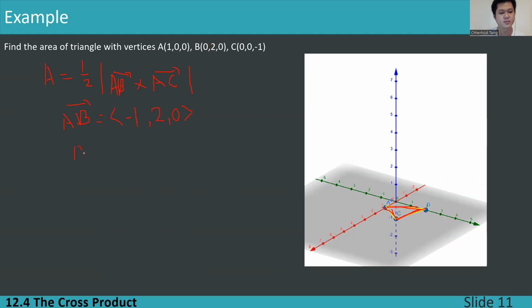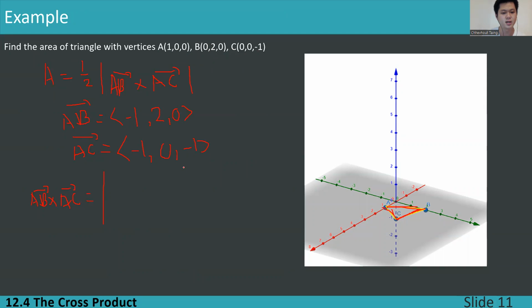And for AC, you do the same thing. For AC, 0 minus 1 is minus 1, 0 minus 0 is 0, minus 1 minus 0 is minus 1. Next, you have to cross it. So I'm going to cross it, AB cross AC.